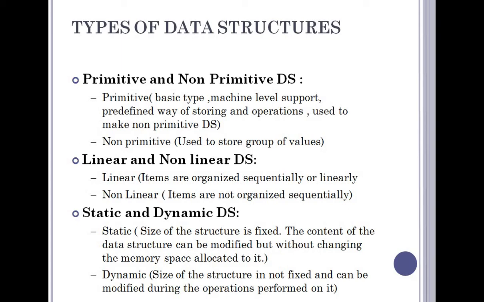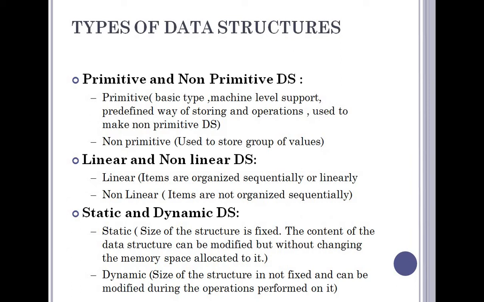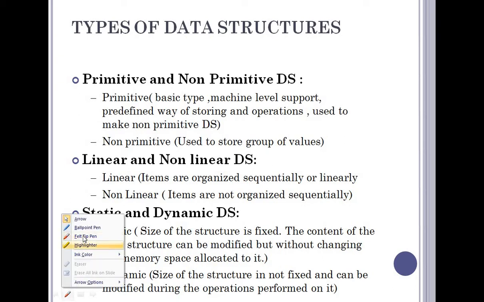For example, suppose we have the double data structure. In the double data structure, the representation of the value of the double is going to be fixed by the machine, as well as the operations which are going to be performed on that double are also fixed. For example, we cannot do the modulo on the double, but we can do the addition, subtraction, multiplication, division. So these are all the predefined operations that we can perform on the data structures.